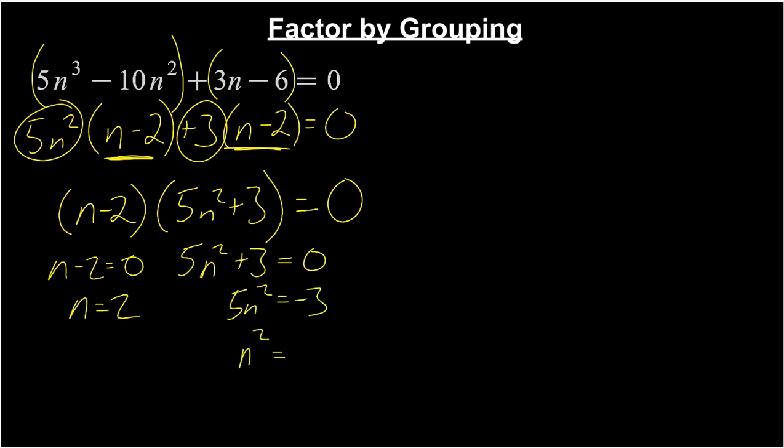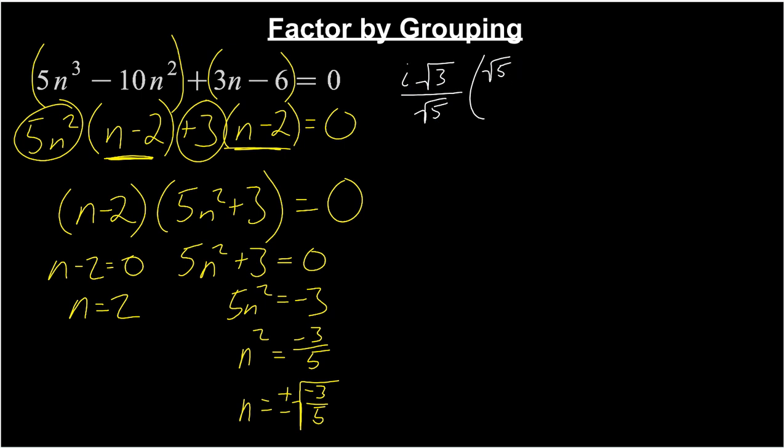n squared is equal to negative 3/5, which means that n is equal to plus or minus the square root of negative 3/5. Well, let's go ahead and simplify and rationalize that. So I'm just going to ignore the plus or minus for the time being, and I'll do that over here. So I've got the square root of negative 3 over the square root of 5. So that means we're going to multiply numerator and denominator by square root of 5.